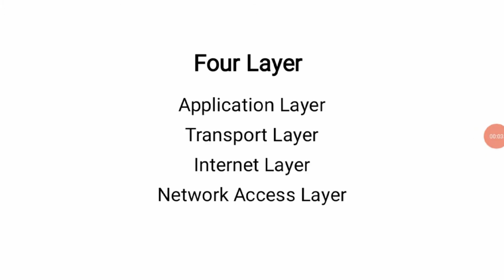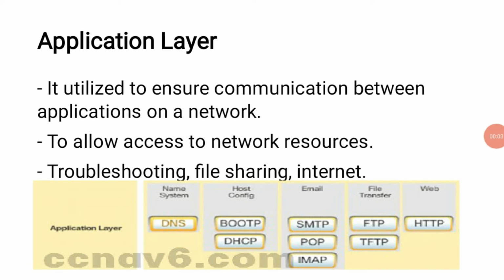The TCP/IP protocol has 4 layers: the application layer, transport layer, internet layer, and network access layer. First is the application layer. It is utilized to ensure communication between applications on a network, to allow access to network resources, troubleshooting, file sharing, internet. So the application layer refers to the programs that need TCP/IP to help them communicate with each other. The user typically interacts with software applications such as email systems, messaging platforms, and etc. In the application layer also, it represents data to the user.